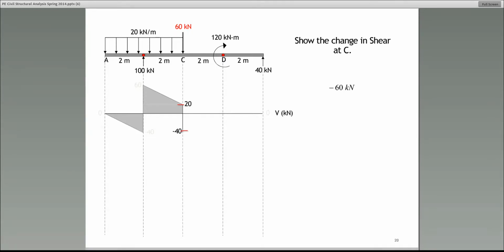So if you start at positive 20, the change is 60 in the negative direction. Where do you end up? At negative 40. Now tell me, as we proceed from C to D, is there anything between C and D that would change the shear, which would really, in this case, be the summation of forces in the y direction to the left of the cut? Is there anything that would change the summation of forces in the y direction from C to D? The answer is no, there isn't. Therefore, the shear remains constant at negative 40.